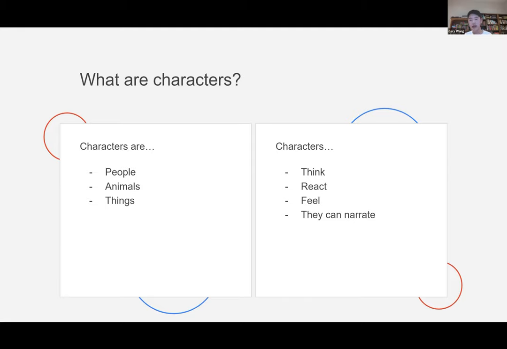And they also react. If a character accidentally walked into a nail, they're going to start screaming and crying because the nail is very sharp and it hit them. So they're going to react to the nail. And they can also feel things, just like reacting. They can feel if something is touching them or something is bothering them. And finally, they can narrate and they can communicate. So does anyone have any questions?